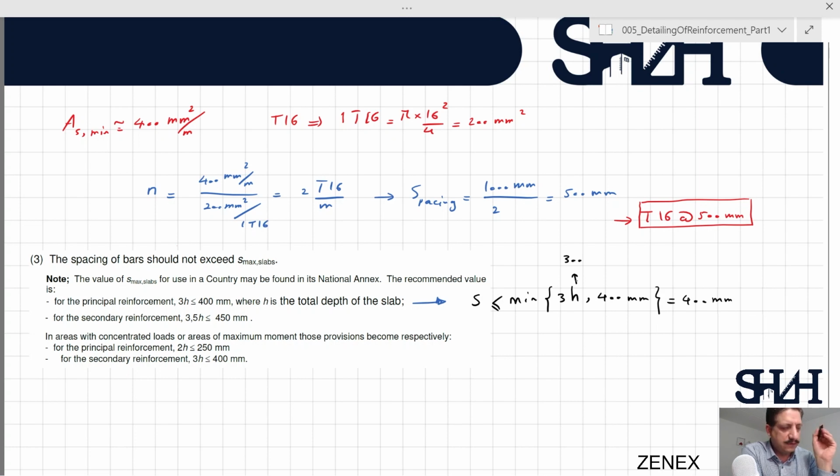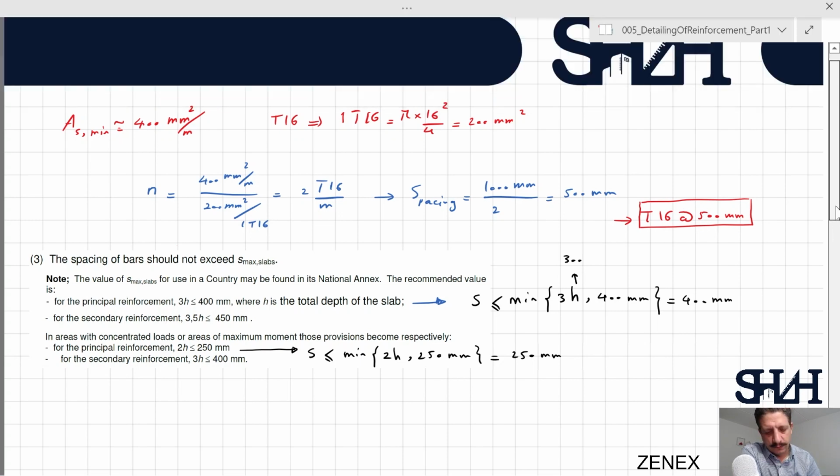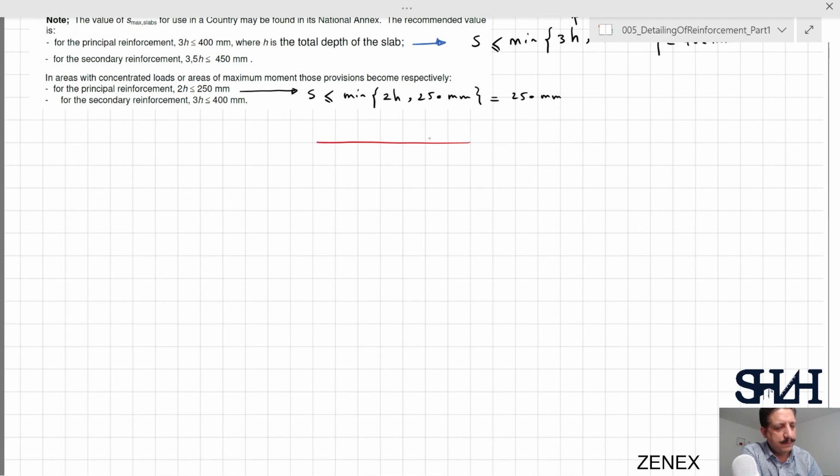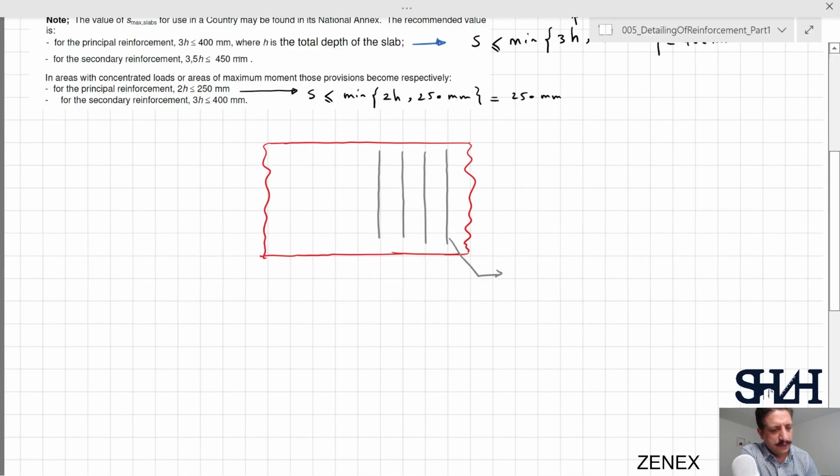Also, if we have a concentrated load or we have maximum bending moment, then we need to limit this S to be less than the minimum of 2H and 250 millimeter. In this case, H is 300, it will be 250 millimeter. As a result, for that part, we need to limit the spacing to 250 millimeter. In other words, if we want to sketch our slab, the primary reinforcement needs to be T16 every 400 millimeter at max. And here we can see that the bending moment is maximum in the center.